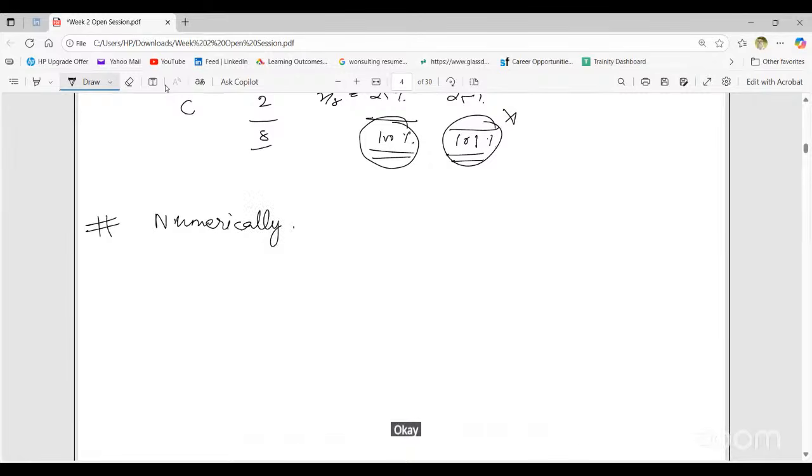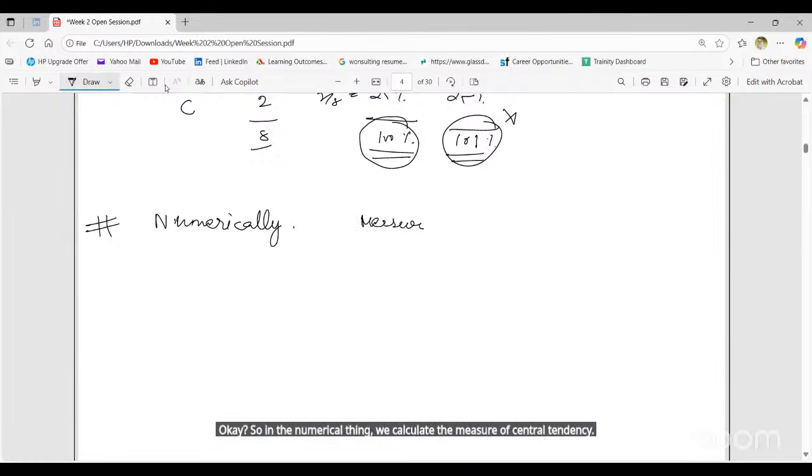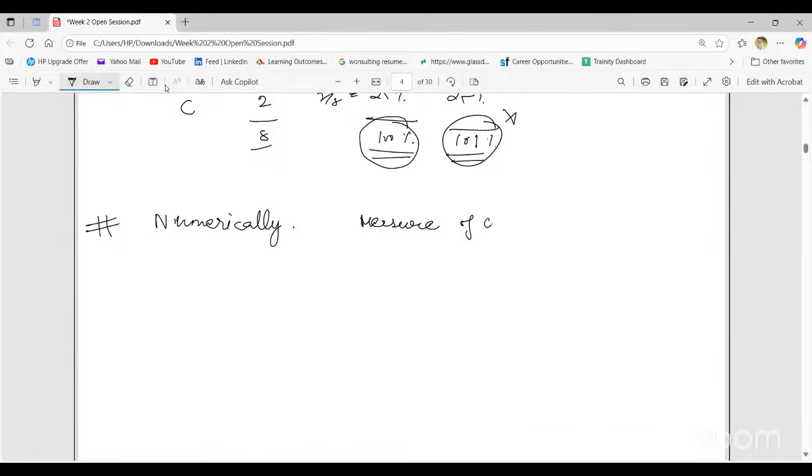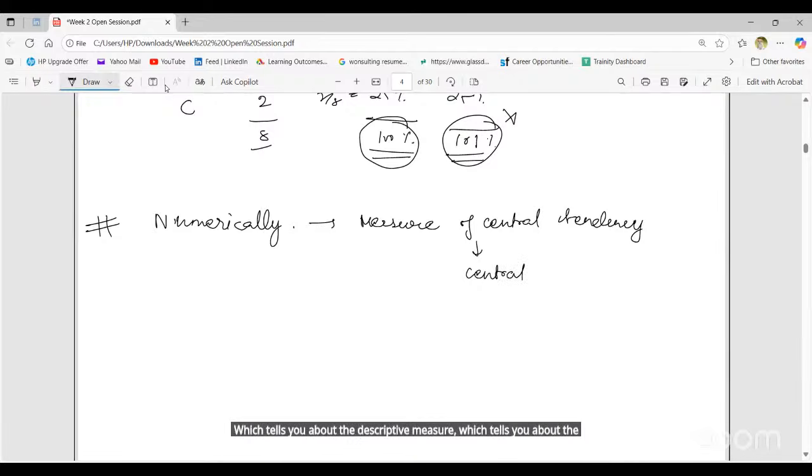In the numerical approach, we calculate the measure of central tendency. What is a measure of central tendency? It is a descriptive measure, a number that represents the center of the data, or the typical value of the data set.